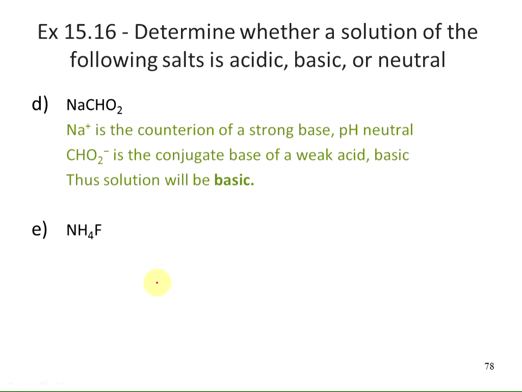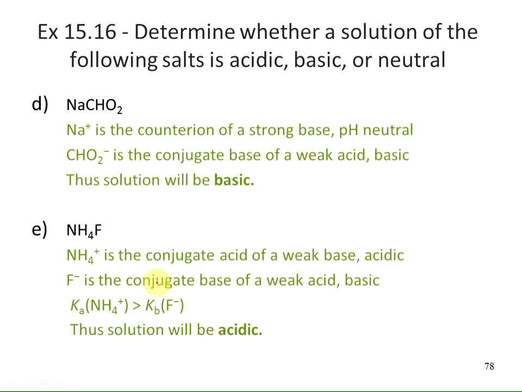In our last example, the ammonium fluoride, there's a bit of a tricky one because you've got ammonium and the fluoride. Both of those come from weak acids and weak bases. So the ammonium is the conjugate acid of a weak base. It's acidic. The fluoride is the conjugate base of the weak acid HF, and that F- is going to be basic. So we have to compare the relative strengths of the weak acid and the weak base. So the Ka of ammonium is larger than the Kb of the F-. So since the Ka is larger, the solution will be acidic.